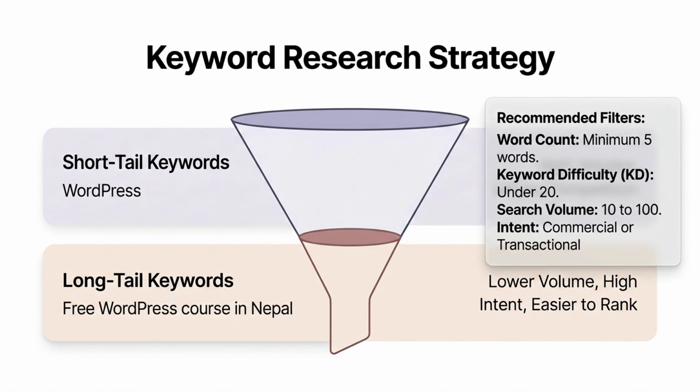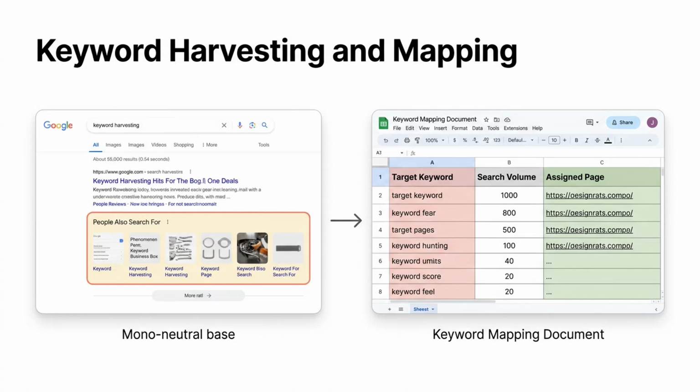To find these golden opportunities, we apply specific filters in our keyword tools. We typically look for a minimum word count of 5 to ensure it is truly a long-tail phrase. We also want a keyword difficulty score under 20 and a search volume between 10 and 100. Filtering for commercial or transactional intent ensures the traffic we bring in is actually looking for the services or products we offer. Once you apply these filters, you begin the harvesting phase.